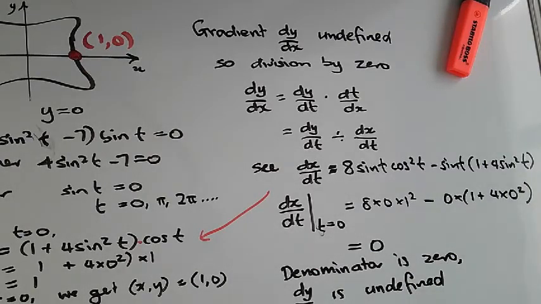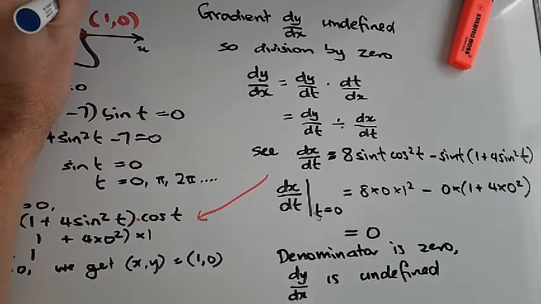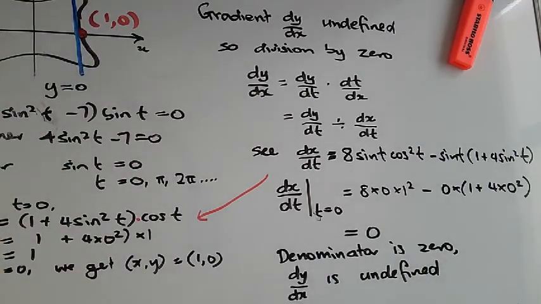Graphically, looking back at our original function, it's still just as up there at the top. This is because the gradient line is vertical. The tangent to the curve is vertical at that point.